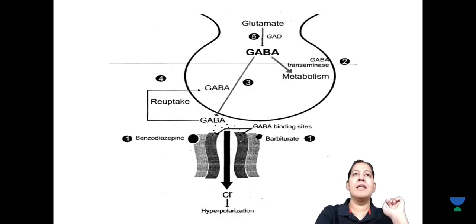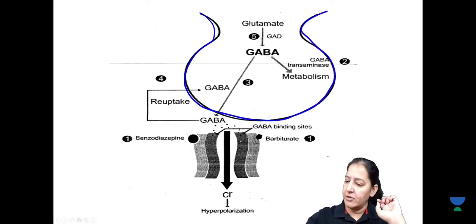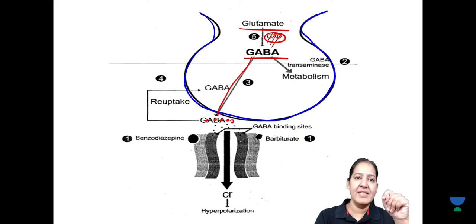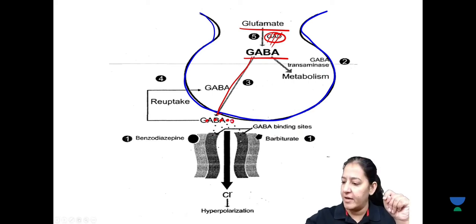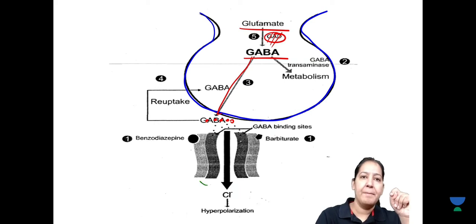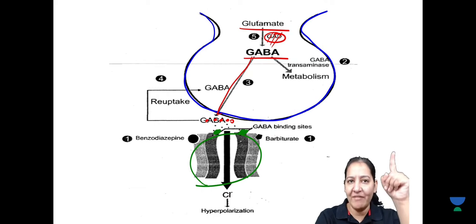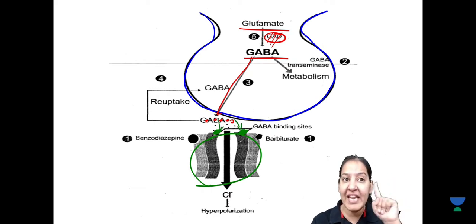Can you see? This is a neuron in the brain. Inside the neuron, GABA got synthesized. Glutamate got converted to GABA with the help of this enzyme, glutamic acid decarboxylase. So GABA is coming out into the space here. These are the receptors of GABA on the brain. GABA will act on these receptors, and it is an inhibitory neurotransmitter.